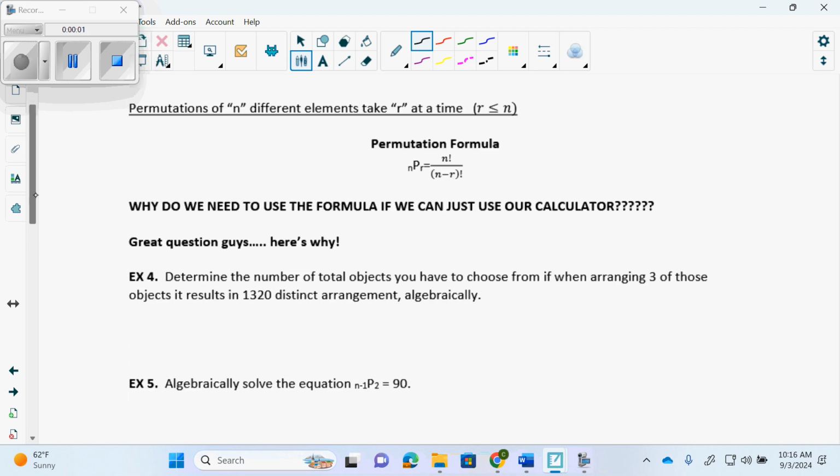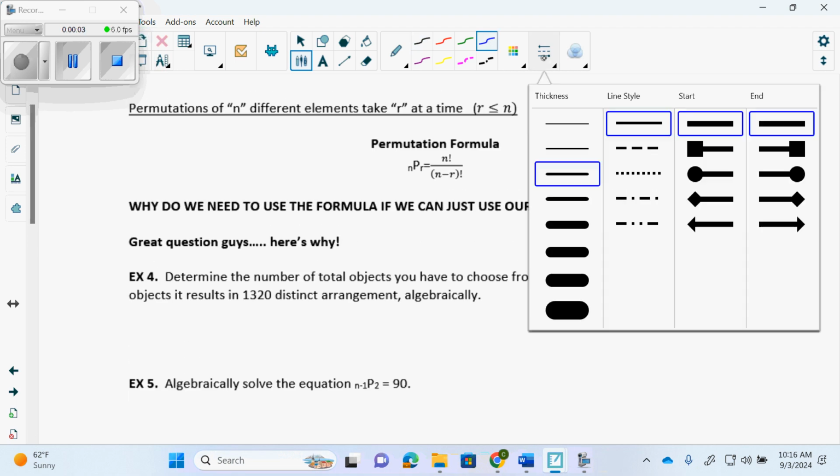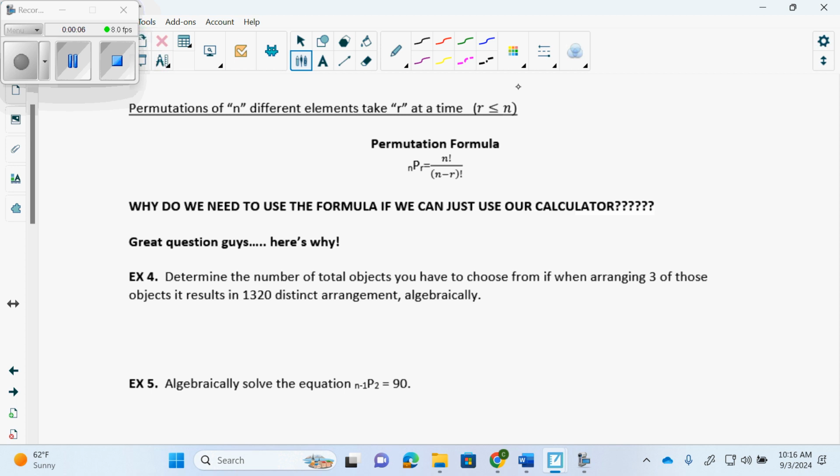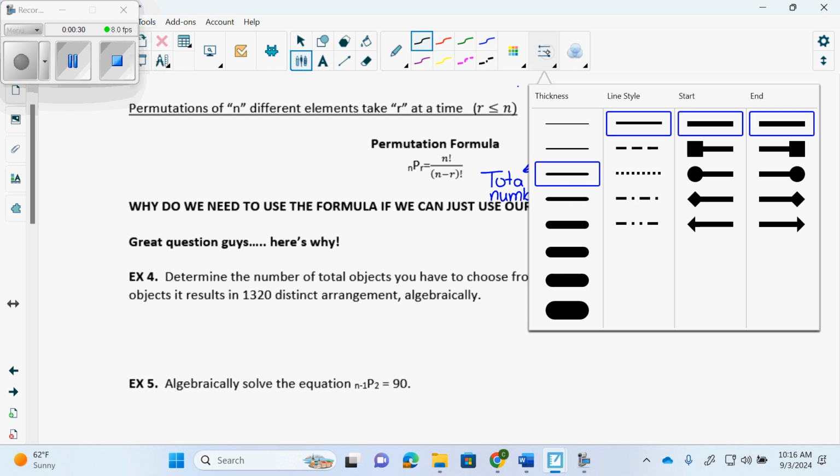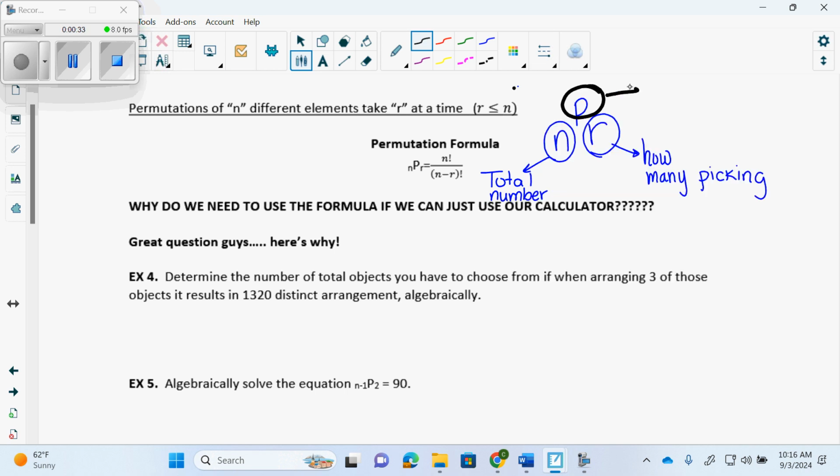So up here first, we discussed on the sideboard, but we're gonna put it up here for us. N, I'm gonna write this out over here. NPR. This is the total number, correct? This is how many we are picking. And this means order matters.